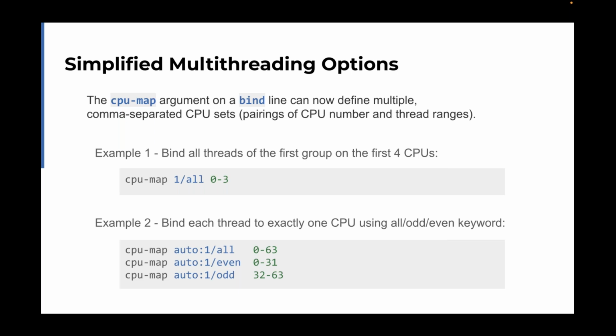This means that designated threads will never run on other CPUs, and the CPU map directive specifies that. The first argument is for a thread group range, optionally followed by a thread set. So if you look at example 1, this binds all threads of the first group on the first 4 CPUs. And when you look at example 2, you can bind each thread to exactly 1 CPU using all, odd, or even keywords.